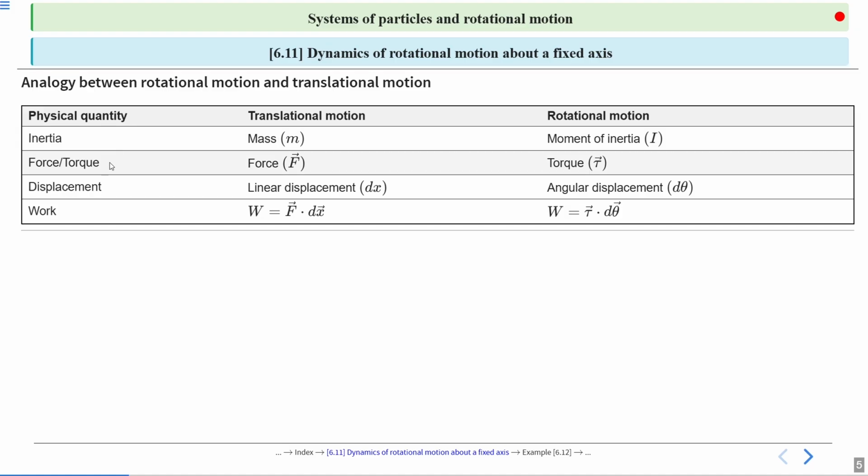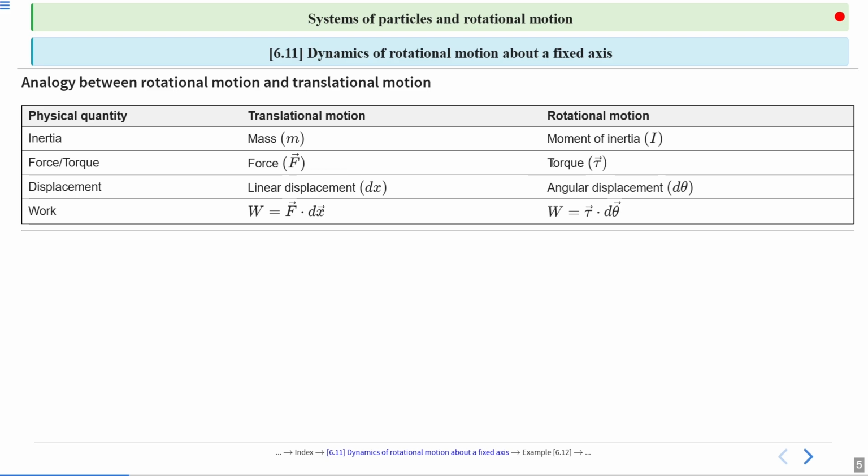Second is force and torque. In linear motion, we apply a force F to move an object. According to Newton's second law, F is equal to ma. But in rotational motion, we apply a torque tau to rotate an object. In rotational motion, tau equals I alpha. So force makes objects move in a straight line, whereas torque makes an object rotate.